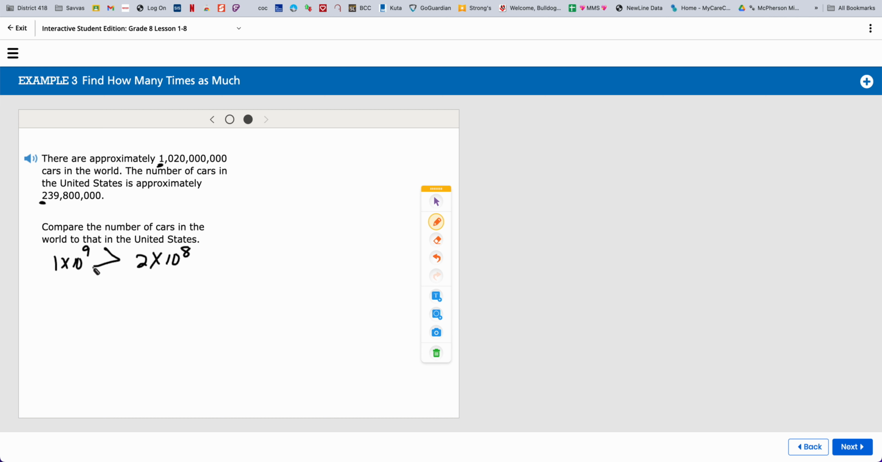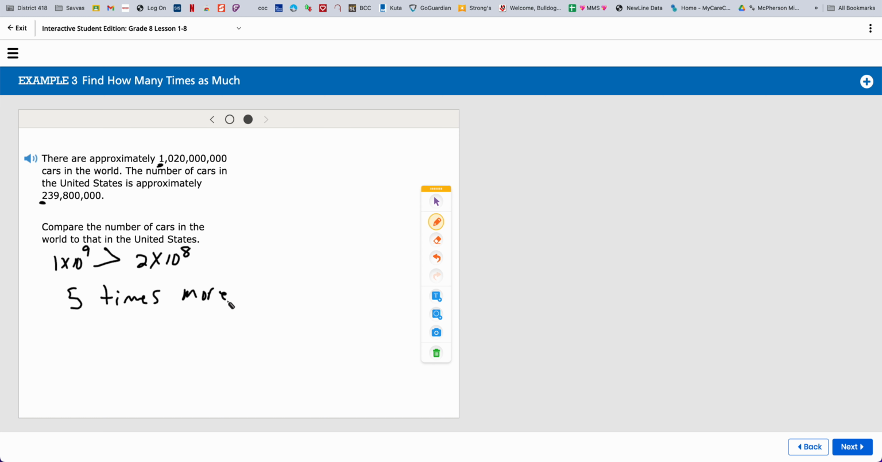All right, but how much bigger is it? It would be 10 times bigger to go from 8 to 9. That's true, because we'd have to add a whole other place value. But we've got to account that there's a 2 and a 1 here. So it's really not 10 times bigger. It's 5 times bigger. So there are 5 times more cars in the world than there are in the US. The world has 5 times as many cars as the US.